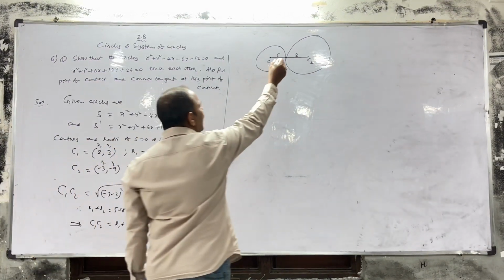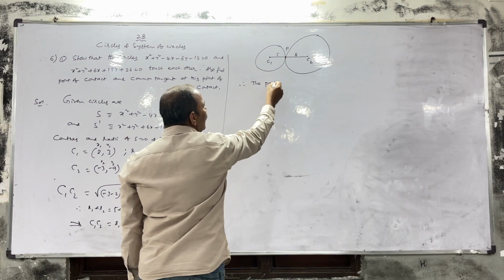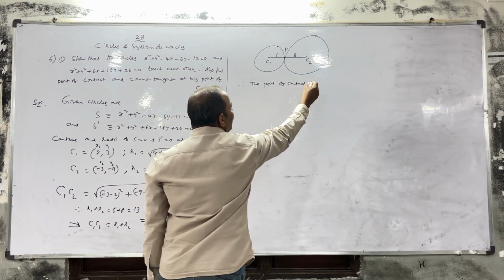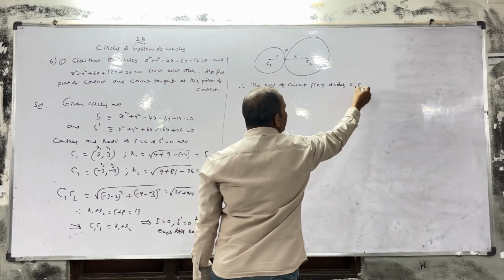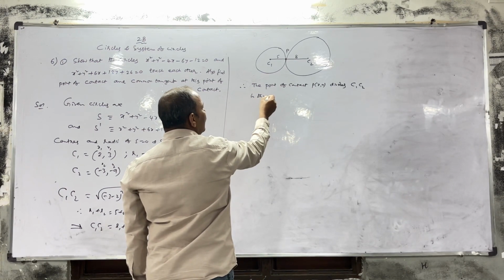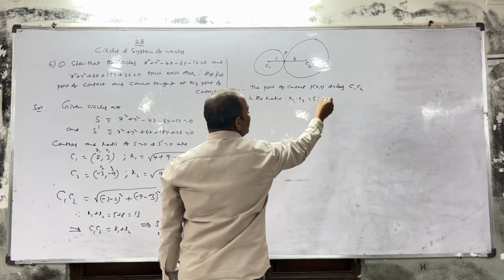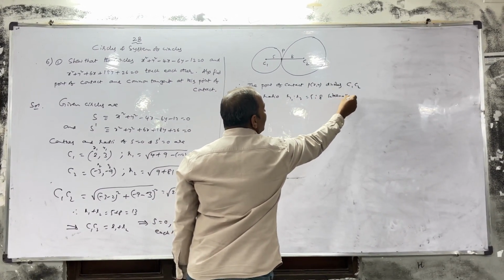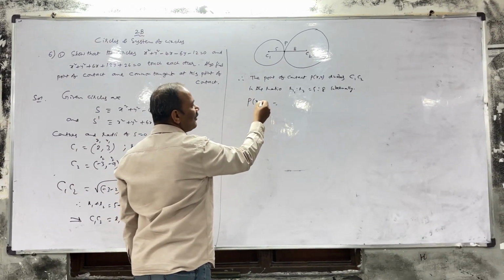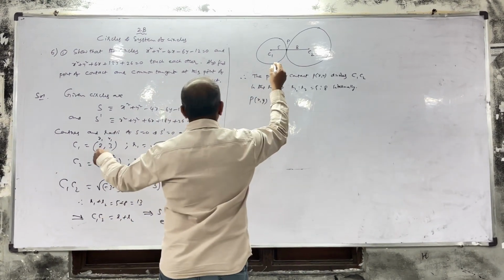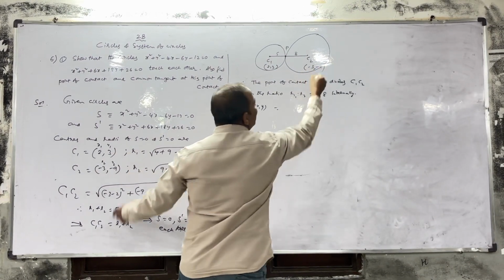That is the touching point. Suppose we take it as P, the point of contact, P(x, y). It divides C1C2 in the ratio R1 is to R2, that is 5 is to 8, internally. By using the section formula, we will get the coordinates of point P. Now here, internal division: the C1 point coordinates are 2 comma 3, and the C2 point coordinates are minus 3 comma minus 9.